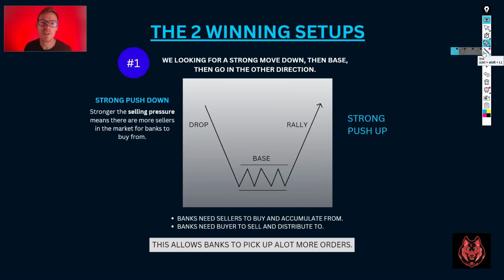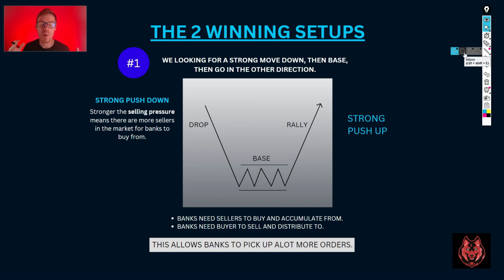Here are the 2 winning setups that you really want to pay close attention to. We're first looking for a strong move down, a strong push down with displacement. Then we're looking for a base to form and then a rally in the opposite direction. You see, banks need sellers to buy and accumulate from, and banks need buyers to sell and distribute to. Through this strategy and price movement, this allows banks to pick up a lot more orders at the best possible prices. Whatever you do as a trader, you want to learn how to emulate the market maker's strategy.